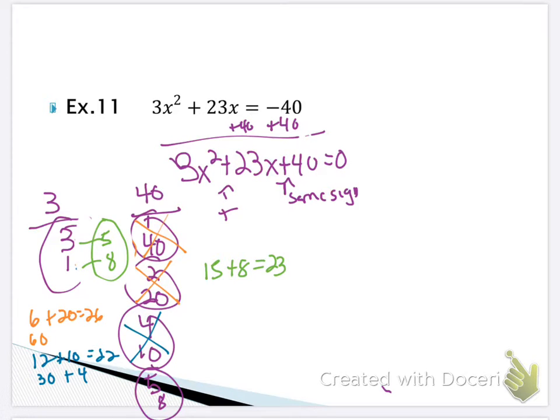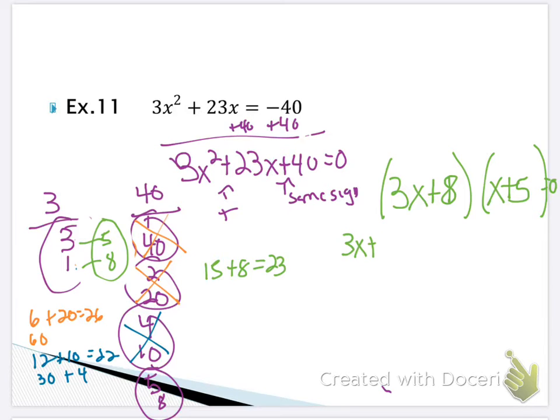So when we write this out, you end up with 3x, 1x. They're both going to have the same sign. 3 can't be in the same one as 5, so that means 5 has to go over here. 1 can't be in the same one as 8, so 8 has to go over here. To solve this, you've got to set each of them equal to 0, so 3x plus 8 equals 0, or x plus 5 equals 0.